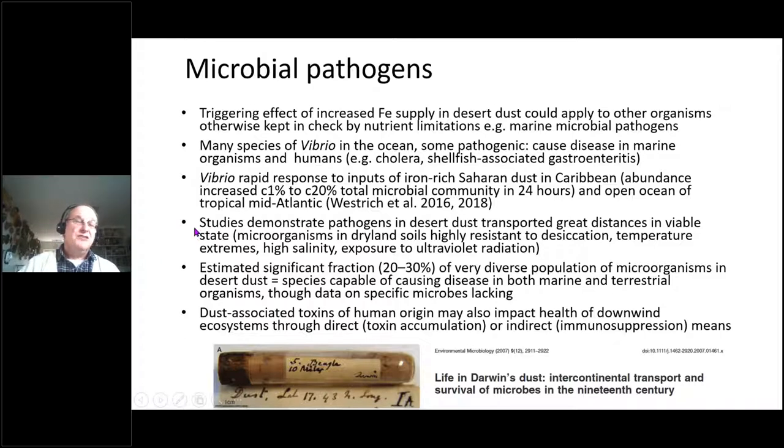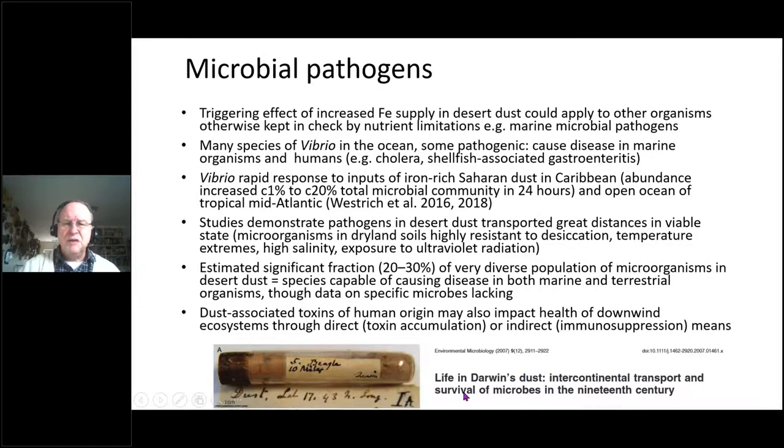There aren't that many studies, but those that have looked at microorganisms in desert dust demonstrate that there are a great many potential pathogens transported with desert dust, again, over great distances and in a viable state. And these microorganisms that are present in dryland soils are by definition highly resistant to desiccation, to temperature extremes, to high salinity regimes, and indeed to exposure to ultraviolet radiation because of where they come from, i.e. desert conditions. So they're extremely resilient, and they live a long time during transport and are still viable many days after arriving on the ocean surface, but also can survive a very long time anyway.